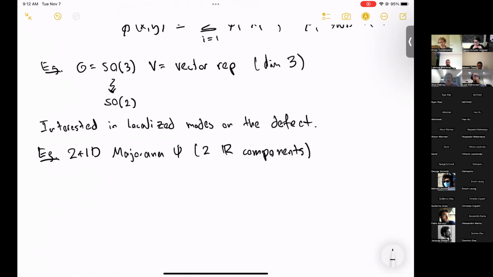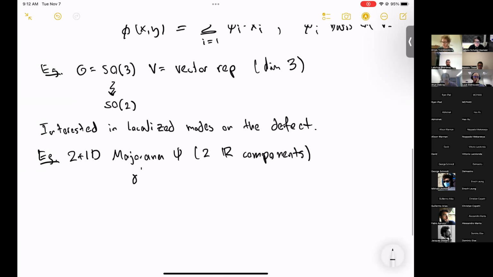Okay, but let me do an example. Let's think about this two-component real fermion in 2+1 dimensions, and I'll do this one in some detail just so that you have something concrete to think about. You can have a two-component real spinor in 2+1 dimensions. You can choose the gamma matrices in terms of the Pauli sigma matrices. These are all 2x2 real matrices, and they give you a representation of the Clifford algebra, with signature minus plus plus here.